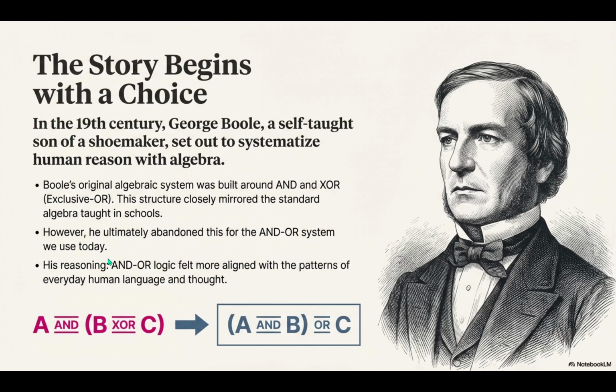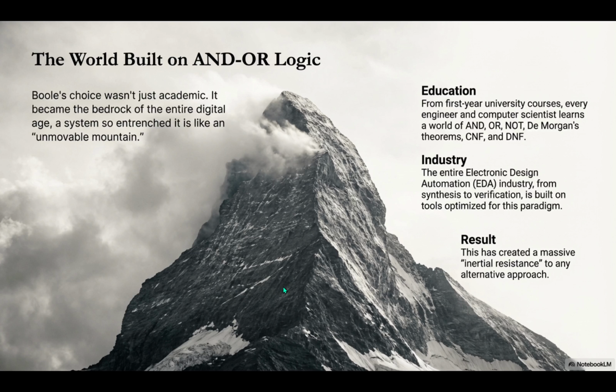What was the reasoning? Well, his core reasoning was that AND-OR logic just felt more intuitive. It seemed to align better with the patterns of everyday human language and natural thought processes. So the foundation of our entire digital world was chosen based on readability and intuition, not necessarily ultimate computational efficiency. Exactly. And that choice became an unmovable fixture. It defined how we teach logic in every engineering curriculum globally, and it dictated the entire development path for the electronic design automation, or EDA, industry.